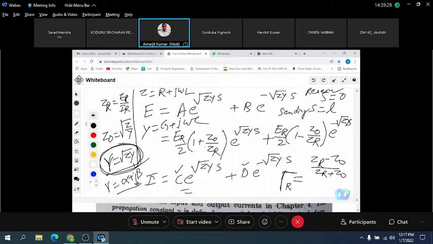So the propagation constant, this quantity gamma, is a complex number. It can be written as alpha plus J beta, where alpha and beta are the attenuation constant and phase constant. You can determine alpha and beta in terms of R, L, G, C, omega. That is very easy. Gamma is alpha plus J beta is equal to root ZY.